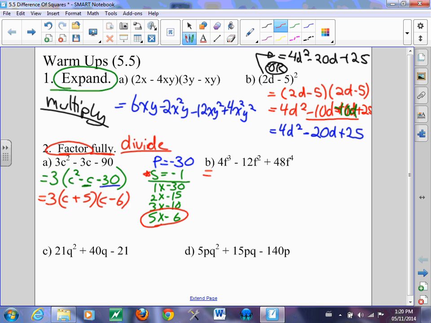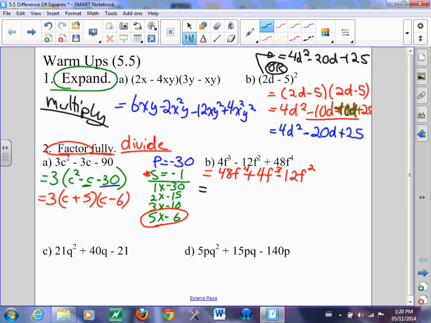Okay, I'm going to put them in order in terms of highest degree, so we're going to go 48 f to the 4th first, and then plus 4f cubed, and then minus 12f squared. Okay, now that they're in order in terms of their exponents, now we're going to take the greatest common factor out.